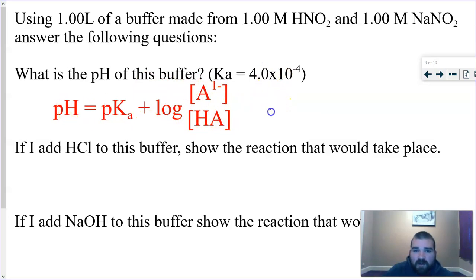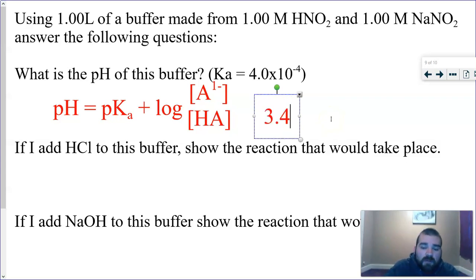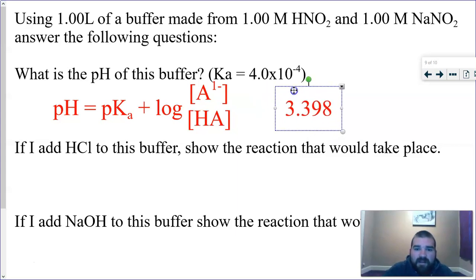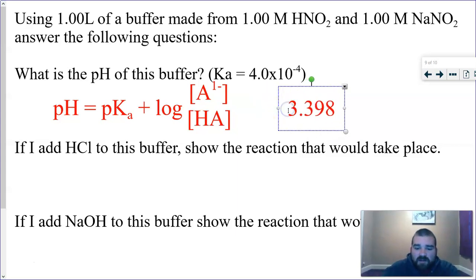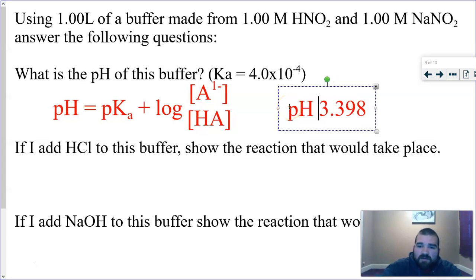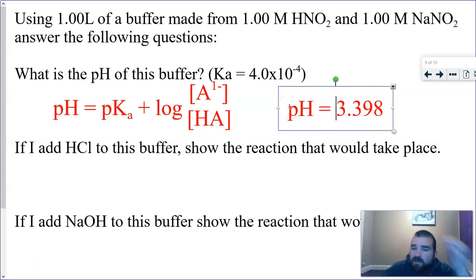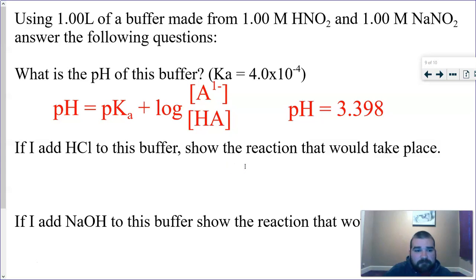So let's just take the negative log of our 4.0 times 10 to the negative 4. And I'm getting a pH of 3.4. Let me use all the sig figs here. 3.398. How about that? That's pKa, but it's also pH, right? Because, again, when these molarities are the same, pH and pKa are the exact same thing.